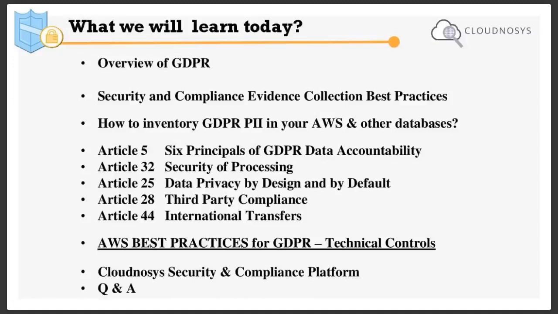We are going to cover how to find your PII data in your AWS databases. We're going to cover architecture principles in AWS. We're going to cover specifically which set of services you need to watch out for. And we are going to cover these articles, Article 5, 32, 25, and so on. Not a whole lot in detail, but I'll pick a few that'll go into detail. But really, we're going to get down to the AWS best practices for the technical controls.